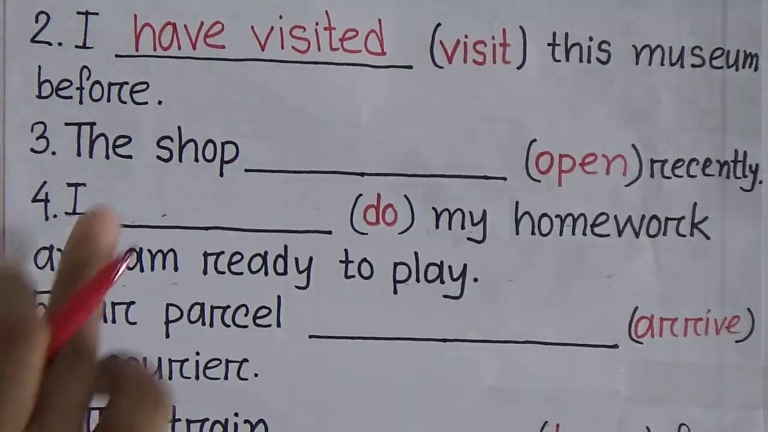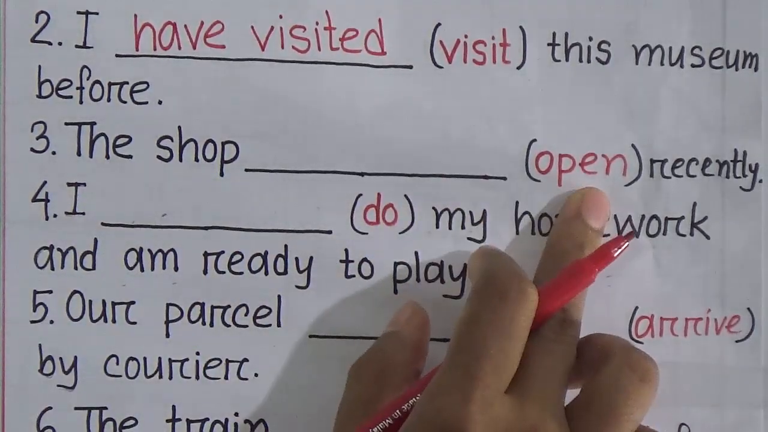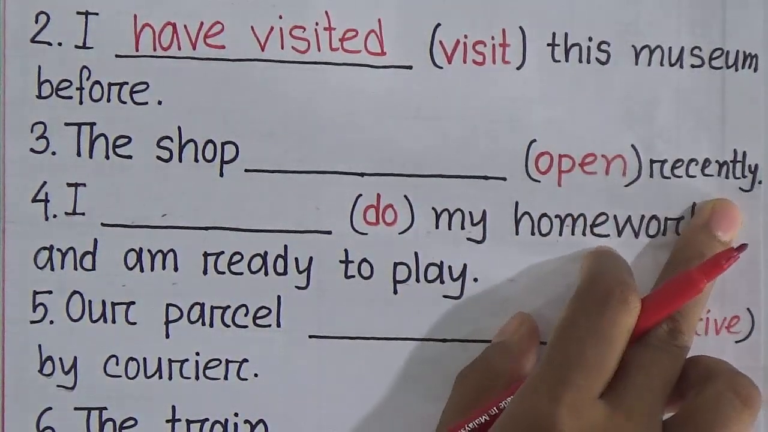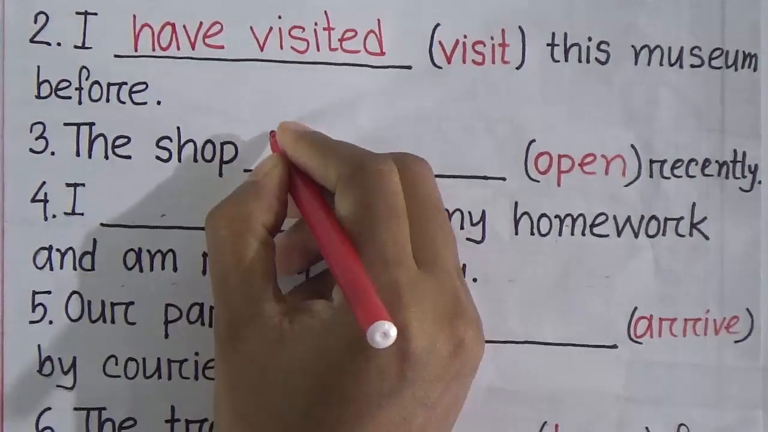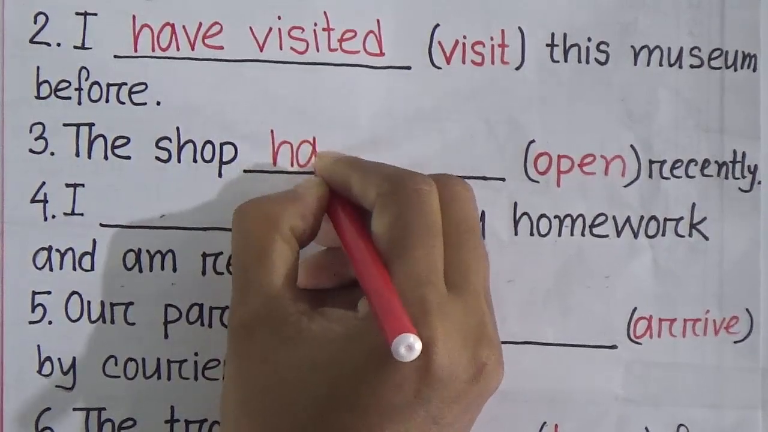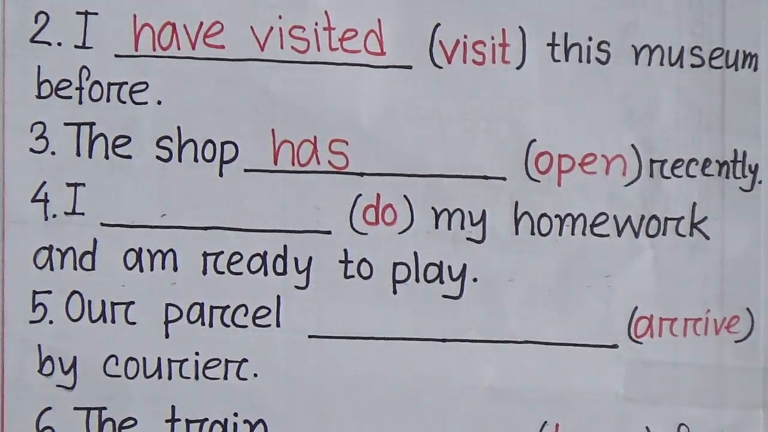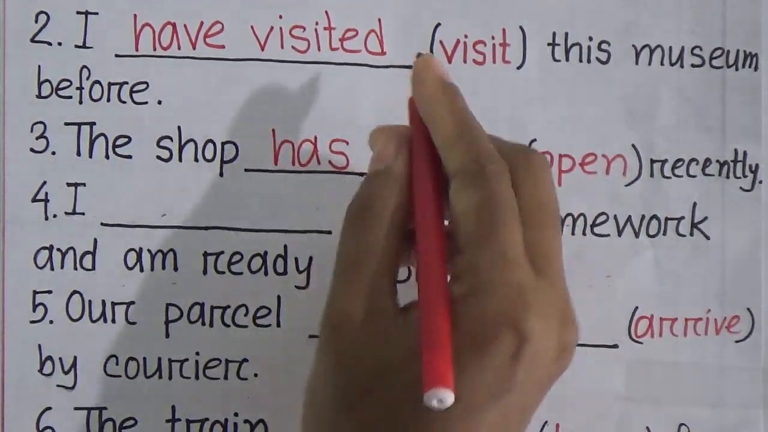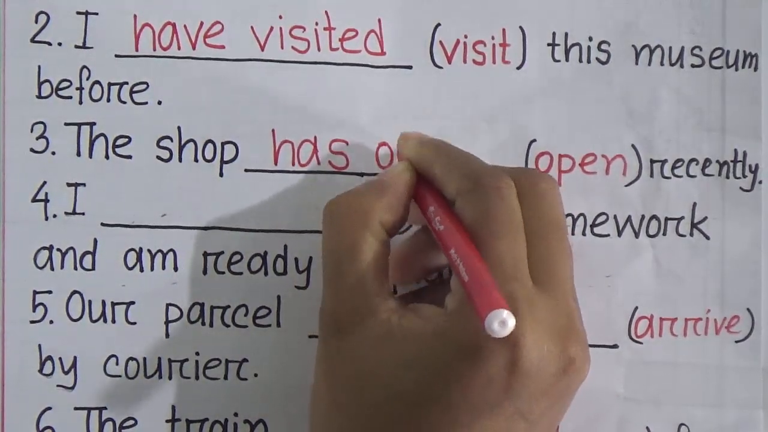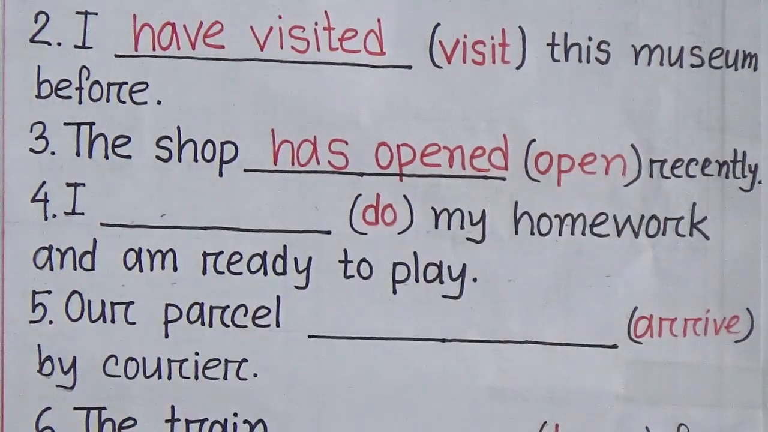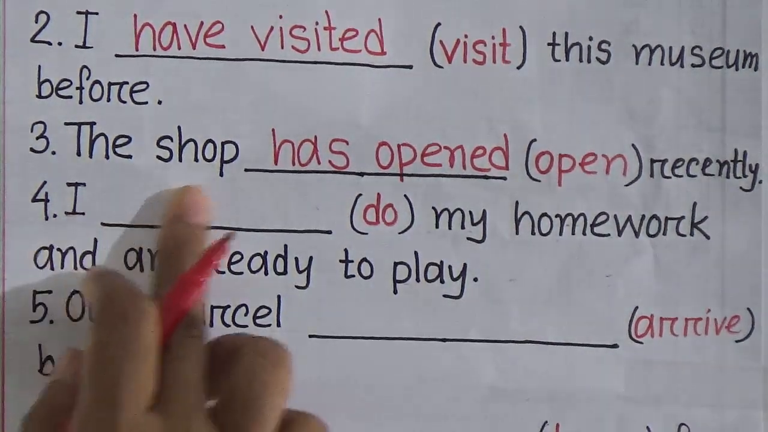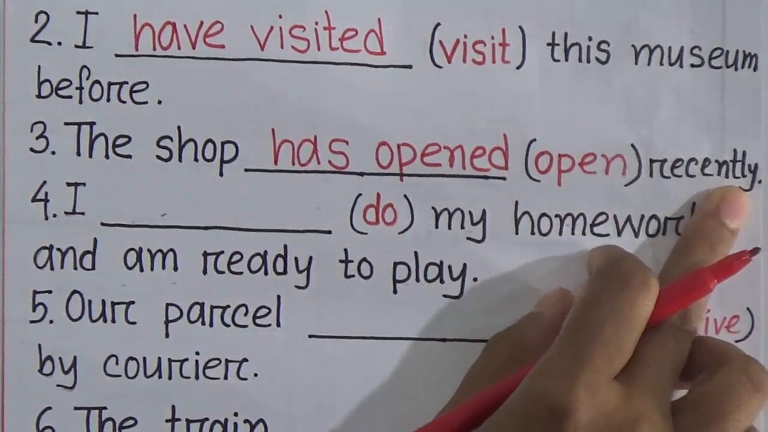Number 3, the shop dash in bracket opened recently. So the shop is singular. So we have to write has. The shop has, now open will be opened, O-P-E-N-E-D. Open. The shop has opened recently.